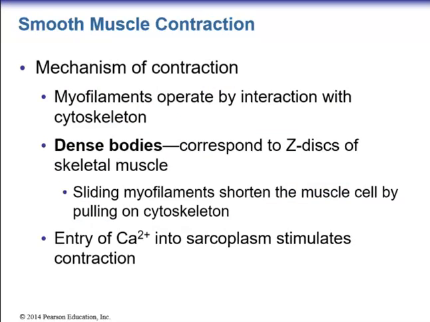We talked about contraction of muscle earlier in the semester. So we know that myofilaments operate by interaction with the cytoskeleton. We have dense bodies that correspond to Z discs of skeletal muscle. And then we have sliding myofilaments that shorten the muscle cell by pulling on the cytoskeleton, and we have that important ion, calcium. Entry of calcium into the sarcoplasm will stimulate contraction, as with skeletal and cardiac muscle. So calcium, again, being that very important ion that helps stimulate contraction of muscle.